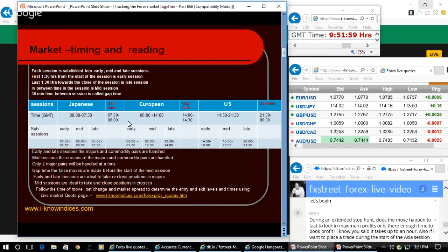So if you take the buy position during the initial early session, you have to wait till the late session to book profit if you are taking a position in a major. If you are taking a position in a cross during the mid-European session, you have to wait for the mid-session to book profit. If you follow the timings, you will find all your trades will be closed with profit without the stop being hit or the hedge being filled.